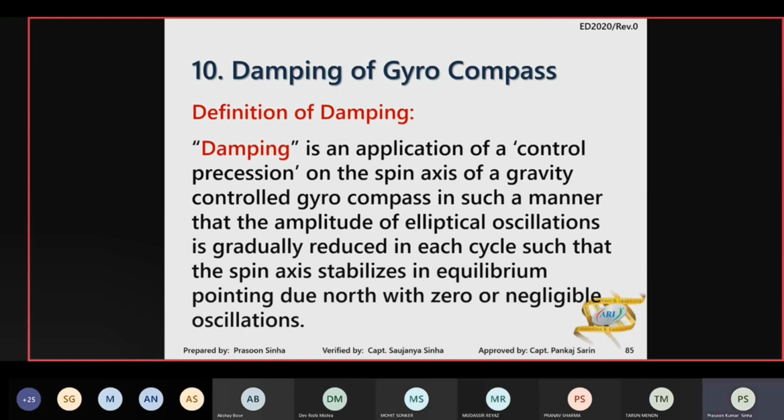We are applying a kind of control precession, which we saw, either by placing a weight on top of the rotor casing offset, that was also a method of applying control precession, what we call the damping precession. By controlling the liquid flow through the tube, that was also a method of applying a control torque opposite.